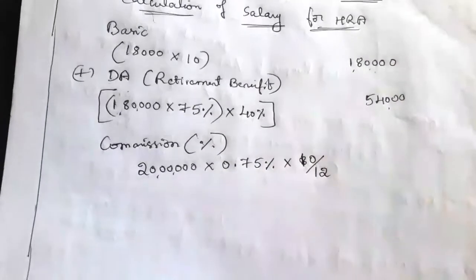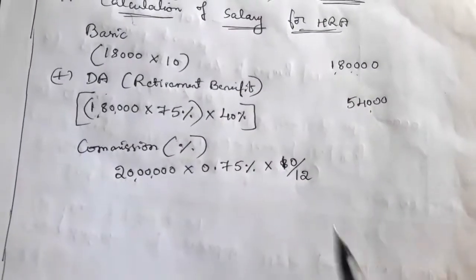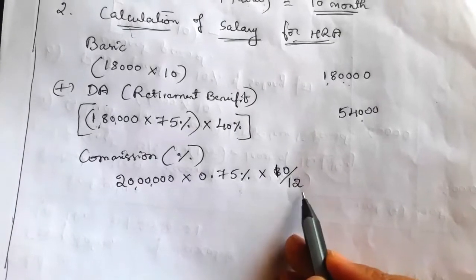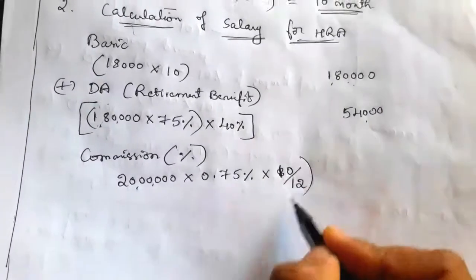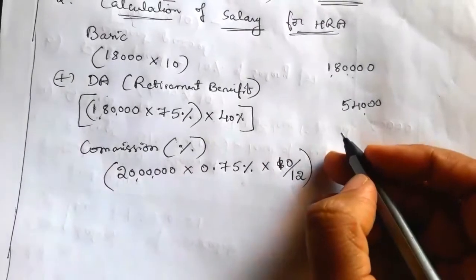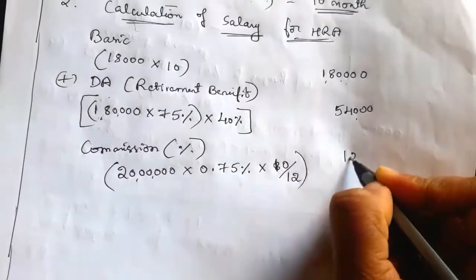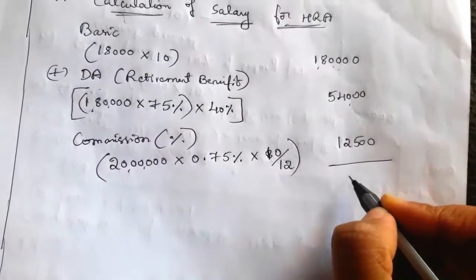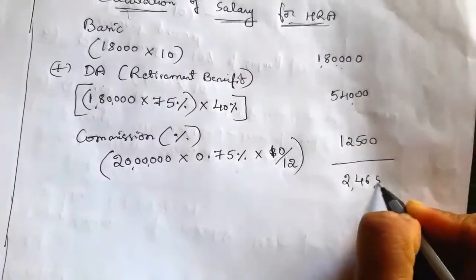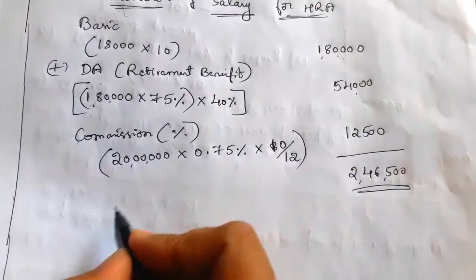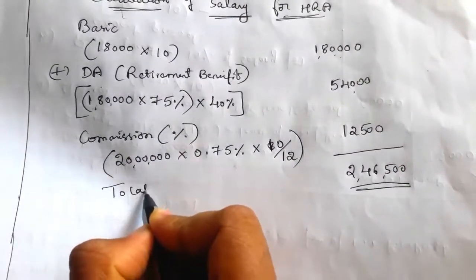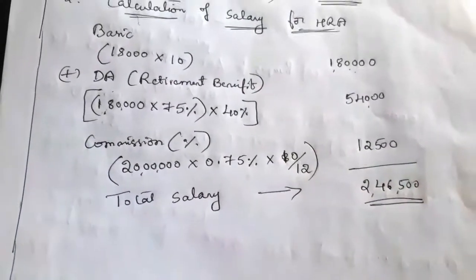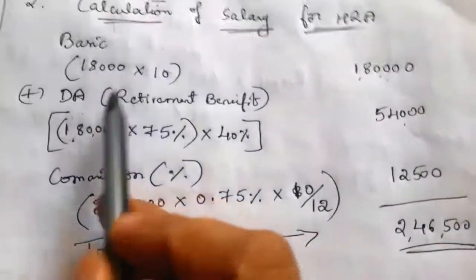So the commission given is for the whole 1 year, so we have to take only for 10 months. So we have to divide by 12, cancel 12 and multiply by 10. So the answer will be 12,500. Commission 12,500. So total salary is 2,46,500. So the basic they have given per month.